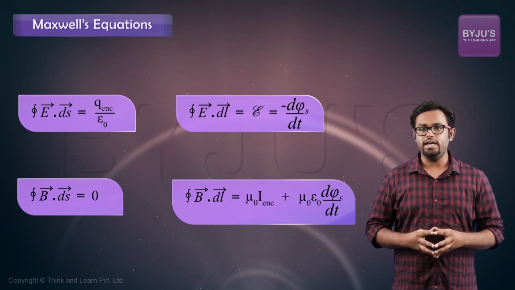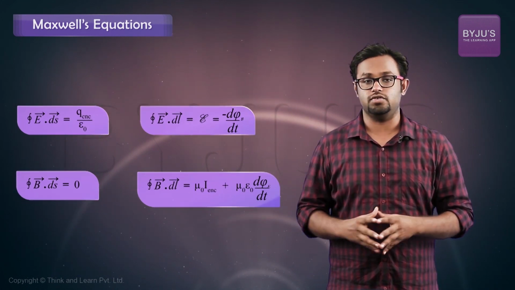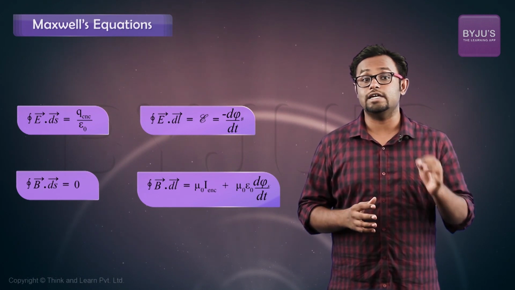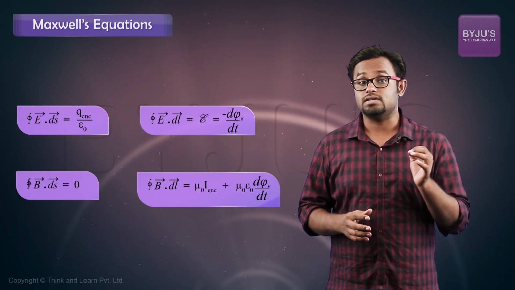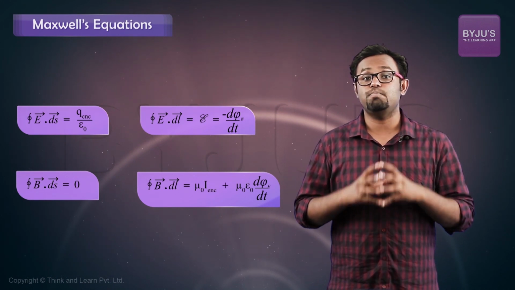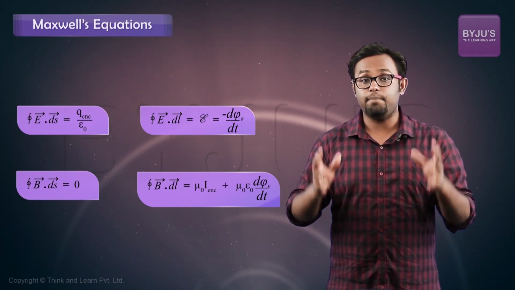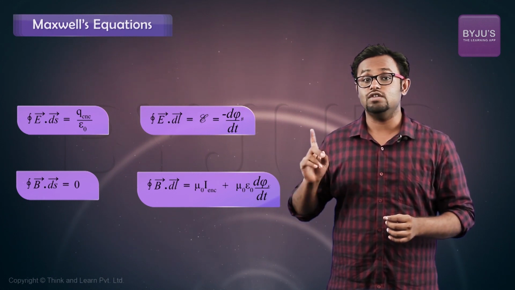Now you might be asking, why are we talking about Maxwell's equations? Because using these four equations, Maxwell predicted that most likely light is an electromagnetic wave. And using these equations, he calculated precisely what would be the speed of light. And a lot of change happened in the physics community and our understanding of physics because of these four equations.